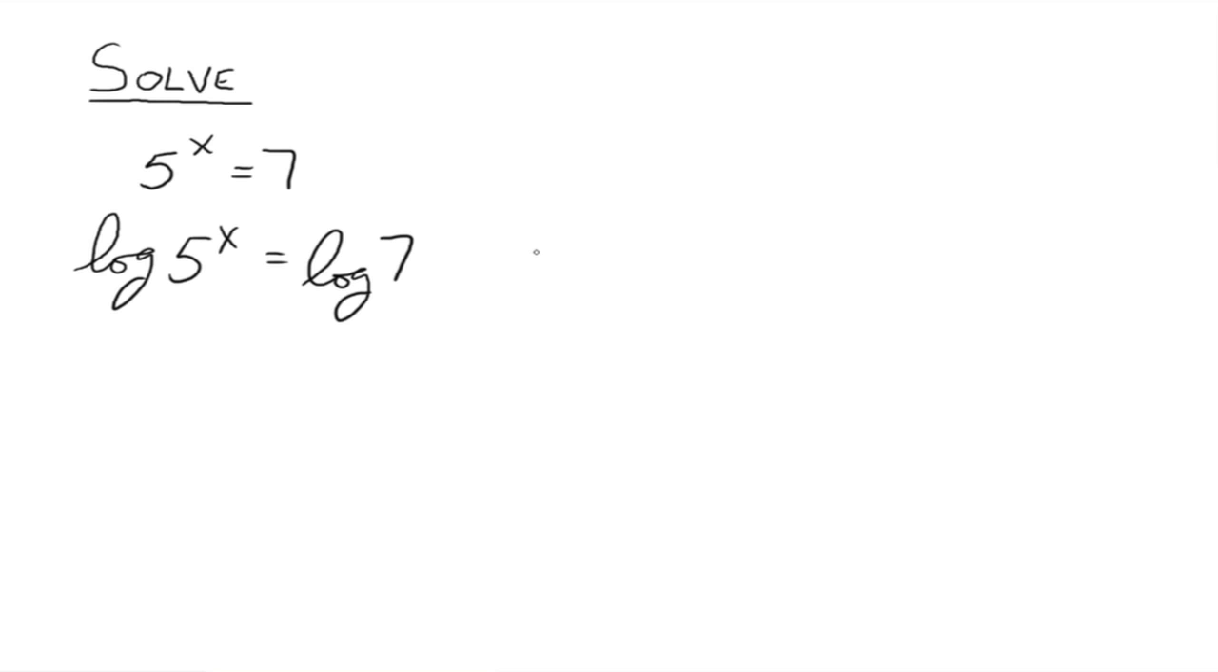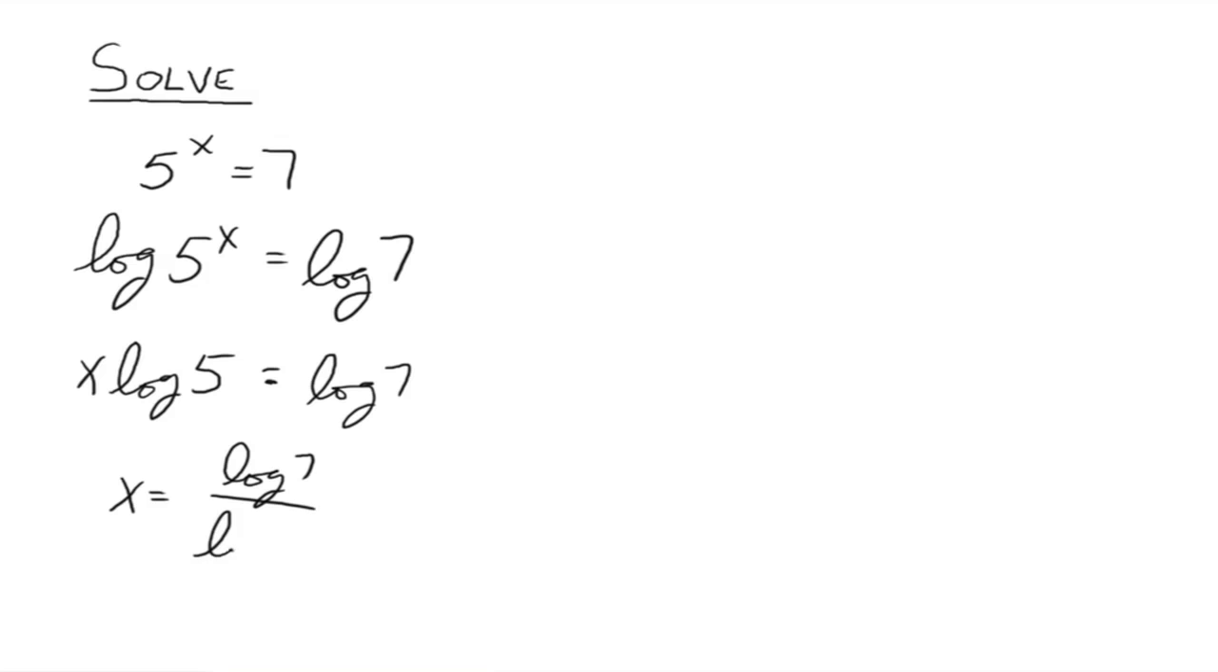Now why does that help us? Because now we can take this exponent x and pull it down in front using the power rule property. So x times the log of 5 is equal to the log of 7. And remember, the log of 5 is just a number, so this is just a number times x. To isolate x, you divide both sides by log 5, and you get x equals log 7 divided by log 5. To take that out to a decimal number, use your calculator.